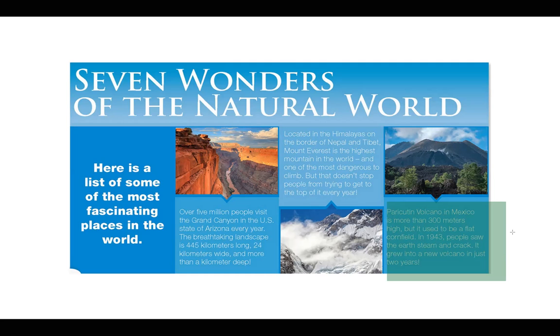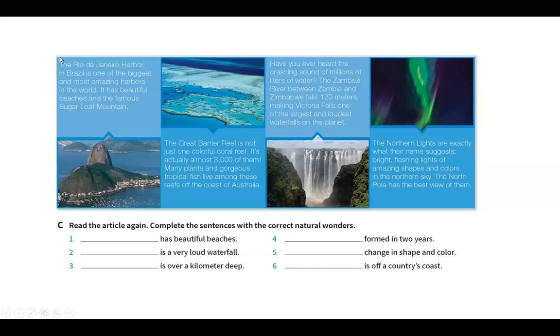The Rio de Janeiro harbor in Brazil is one of the biggest and most amazing harbors in the world. It has beautiful beaches and the famous Sugar Loaf Mountain. The Great Barrier Reef is not just one colourful coral reef. It's actually almost 3,000 of them. Many plants and gorgeous tropical fish live among these reefs off the coast of Australia.